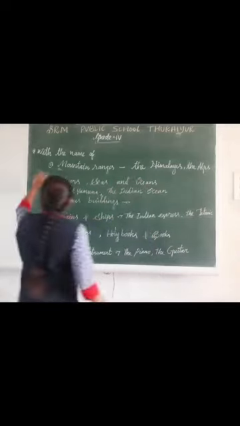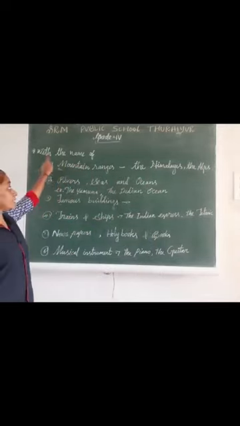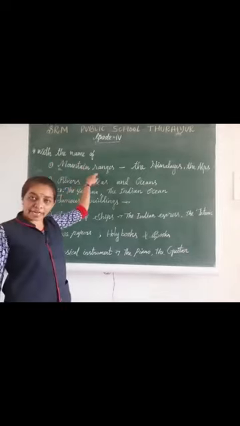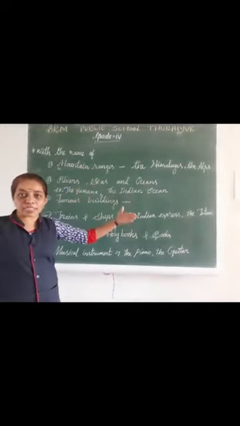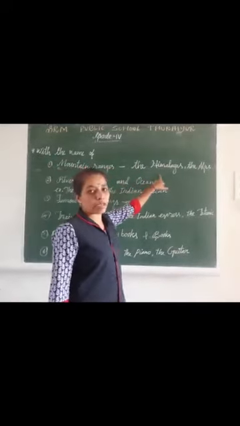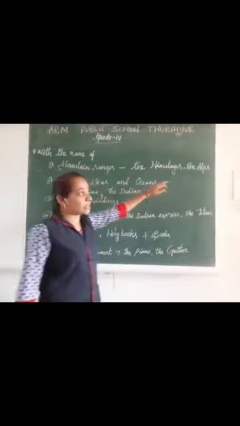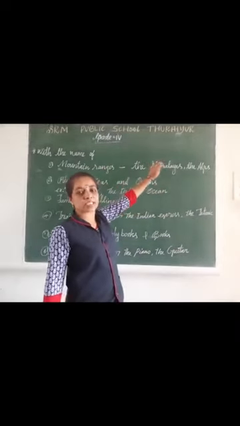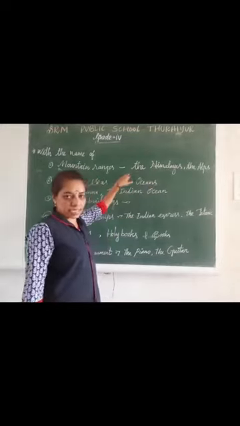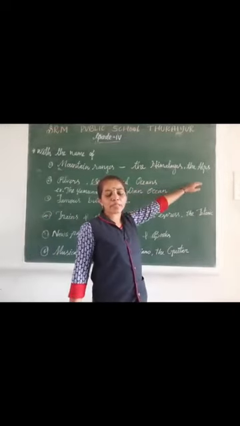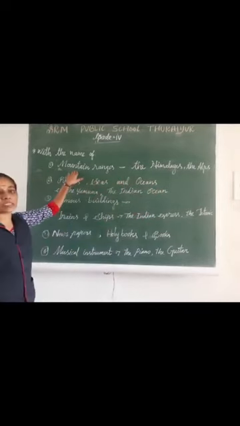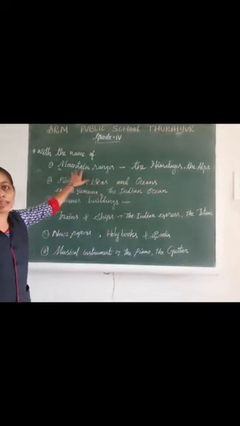Listen here. With the name of mountain ranges, before the mountain ranges name, we have to use the definite article the. For example, the Himalayas, the Alps. Before the Himalayas, this is a mountain range, so before the mountain range name, we have to use the. And the Alps, before the Alps, we have to use the.